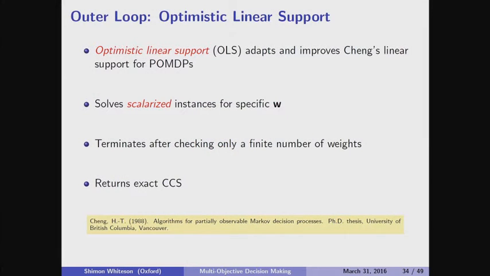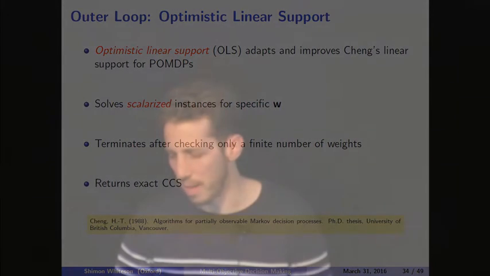So optimistic linear support is a method that we've developed, which is of this latter form. So it's an outer loop method. And this is an adaptation and improvement to a method called linear support that was developed by Chang in the 80s for solving partially observable Markov decision processes.